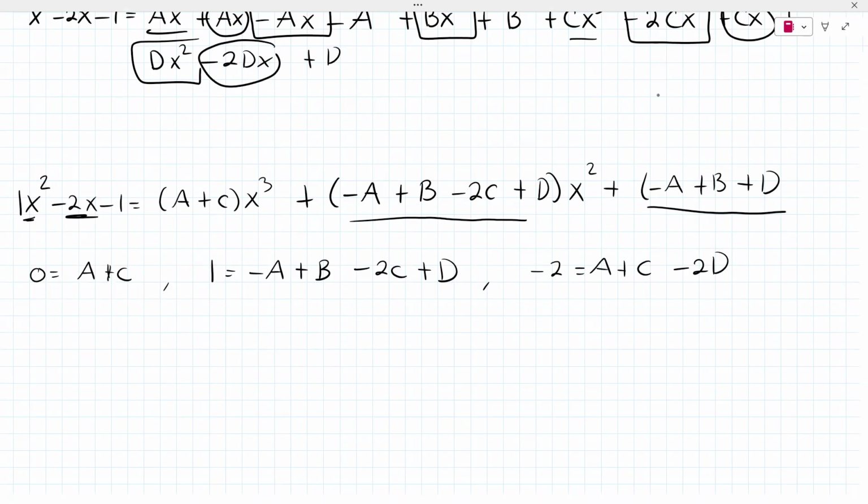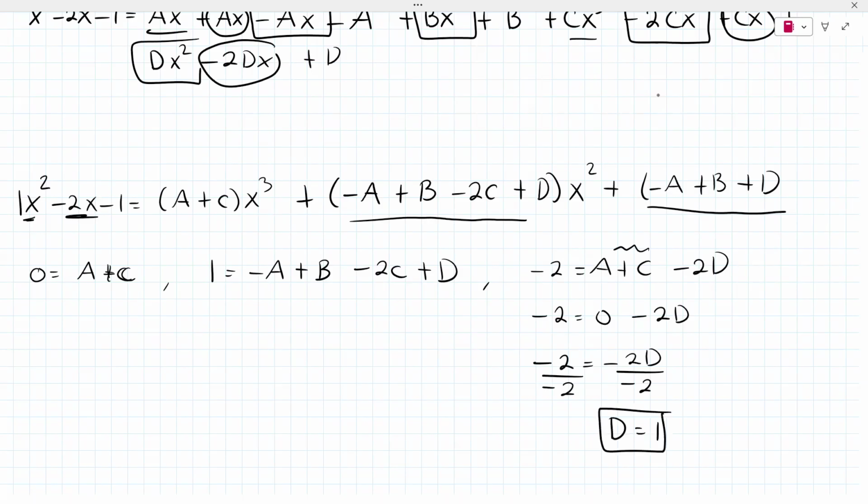We have 0 equals a plus c. We have 1 equals negative a plus b minus 2c plus d. And then we have negative 2 equals a plus c minus 2d. Well, I see that a plus c equals 0, and we have an a plus c here. So maybe we could replace that with 0. Maybe that'll give us our d. So that gives you negative 2 equals negative 2d. Solve for d, so we're going to divide this by negative 2. And I get d equals 1. Okay, will that help? Yes.